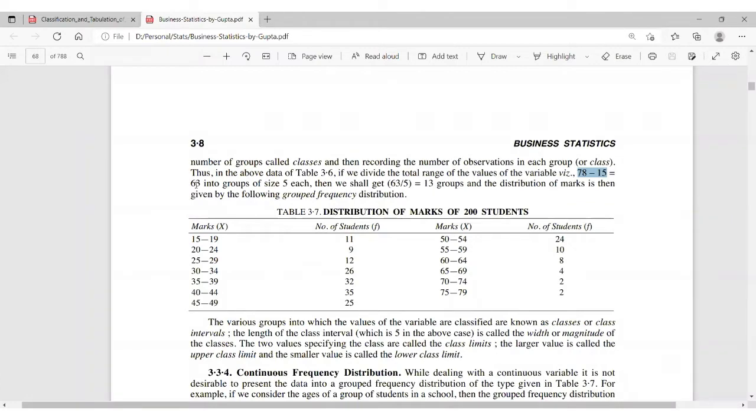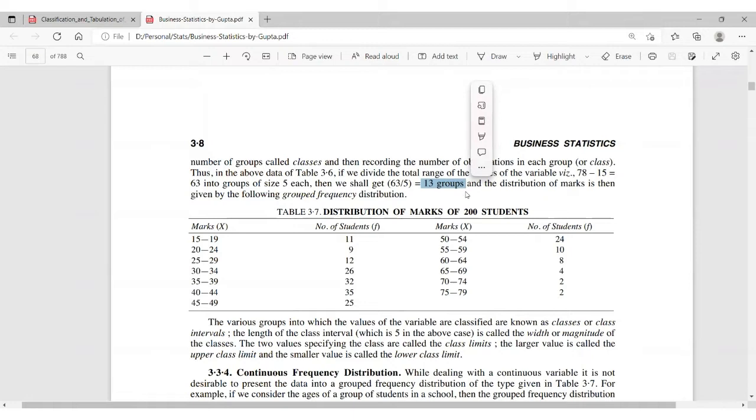Now, it is your wish. You want a size of 5 or size of 8 or size of 10. So we divide this range by whatever size you want, 5 or 7 or 9 or 10 or 11 or 12. Generally 5 or 8, 5 or 10, like this you can make. So 63 divided by 5 comes to be 13, so approximately 13 groups.